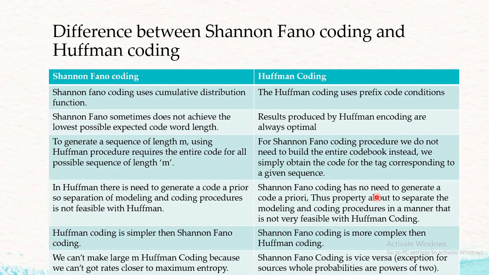In Shannon coding, there is no need to generate a code prior. Thus, this property separates the modeling and the coding procedure in a manner that is not feasible with Huffman coding. Huffman coding is simpler than Shannon coding. Shannon coding is more complex than Huffman coding. We cannot make a large m with Huffman coding because we cannot get closer to the maximum entropy. Shannon coding is vice versa. Expected when source probabilities are powers of 2.